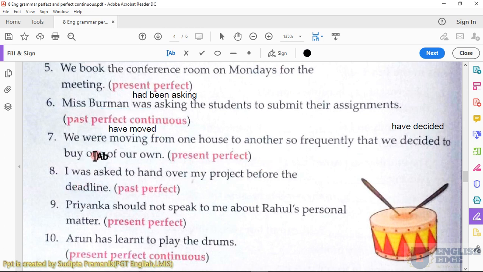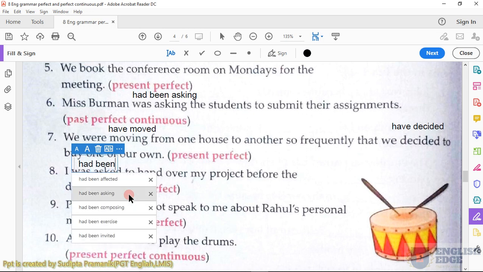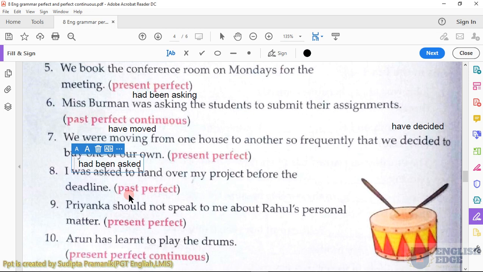Now, I was asking to hand over my project before the deadline. So here, I had been asked. It would be I had been asked to hand over my project before the deadline. Okay, now next.